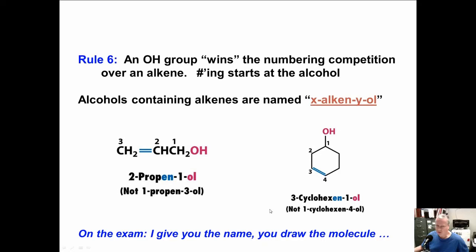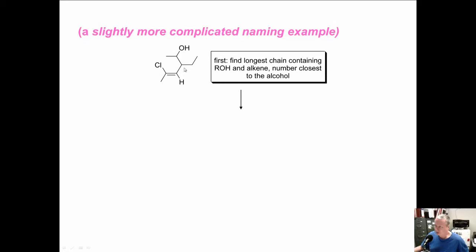So this molecule, how are we going to do this? What do we do first? We find the chain that contains the alcohol and the alkene, and we number closest to the alcohol. So it looks like it's 1, 2, 3, 4, 5, 6, right?